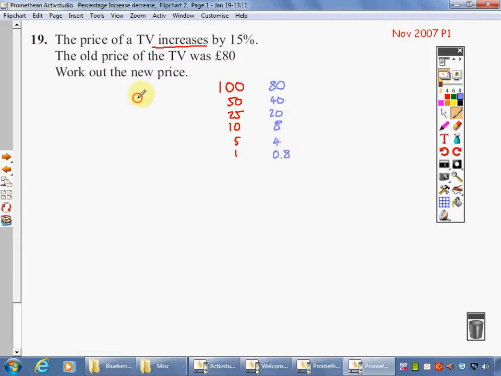Okay, I want 15%, so I need 10% and 5%, that adds up to 15%. So 10% was £8 and 5% was £4, total of £12. So 15% is £12. Now it said that the price of TV increases by 15%, so that means I need to add it on. So I need £80, the original cost, plus the new extra bit, which is £12, equals £92.